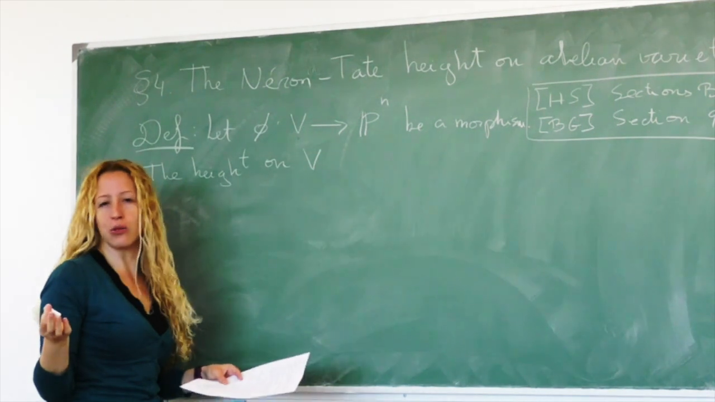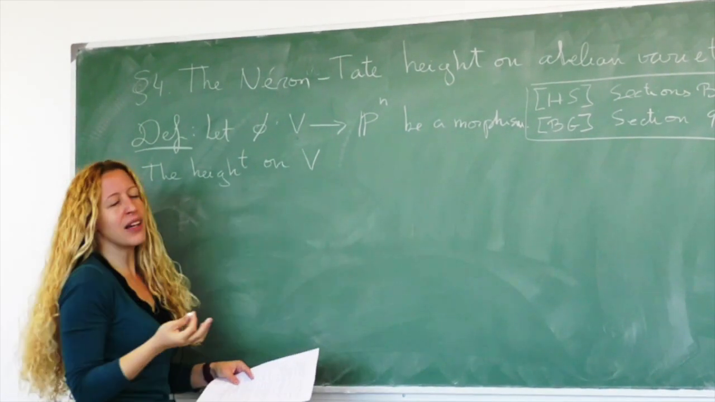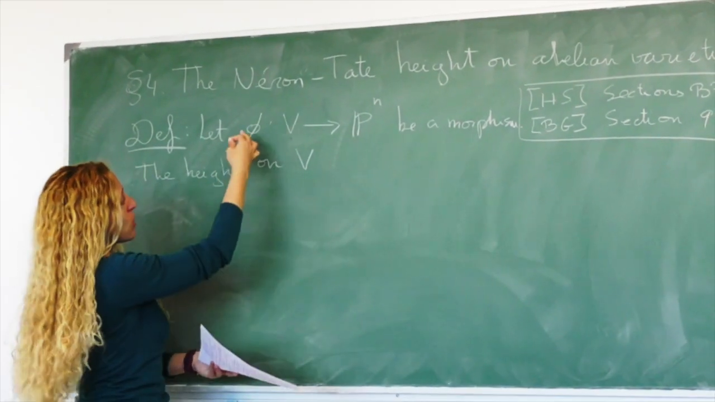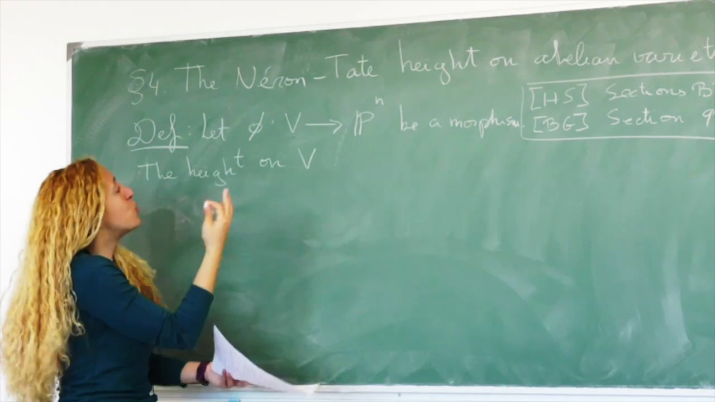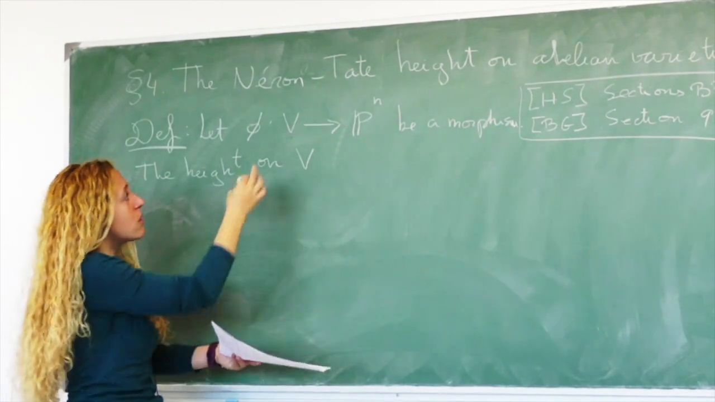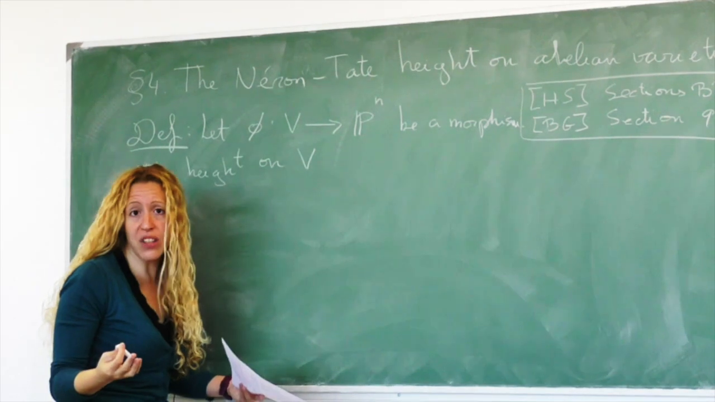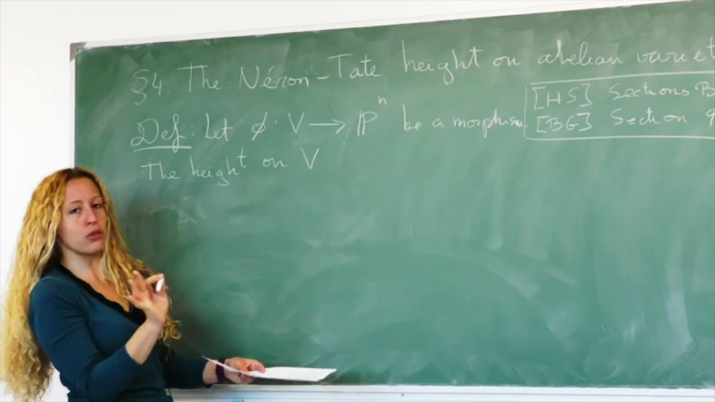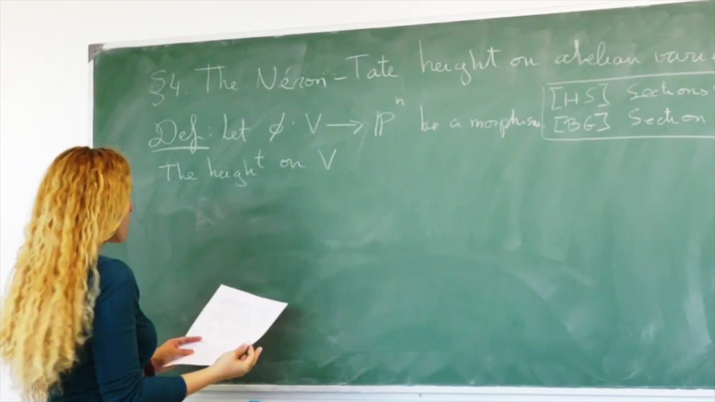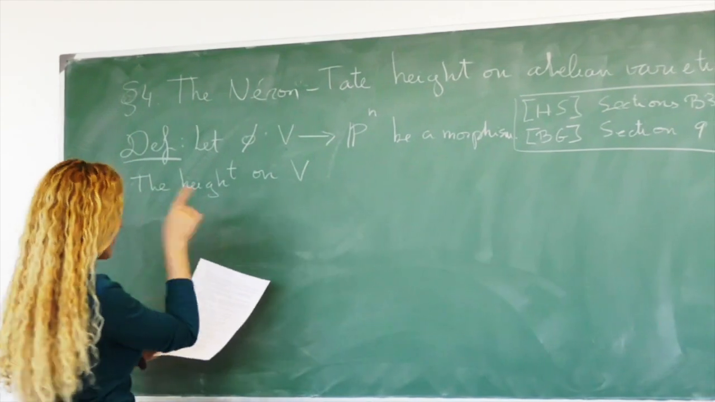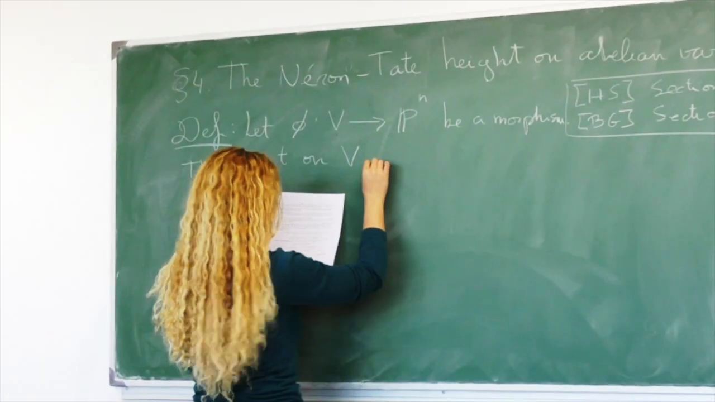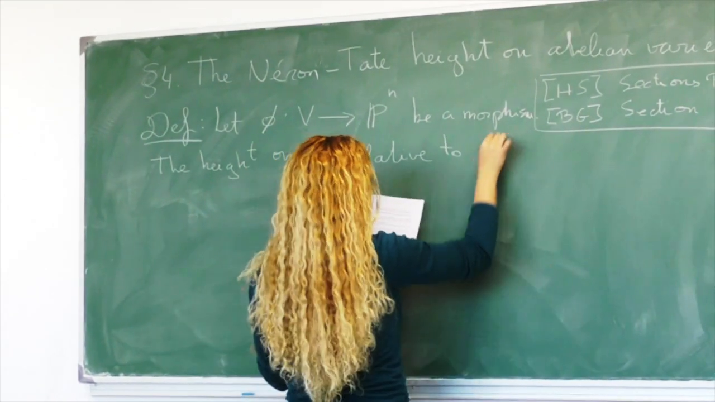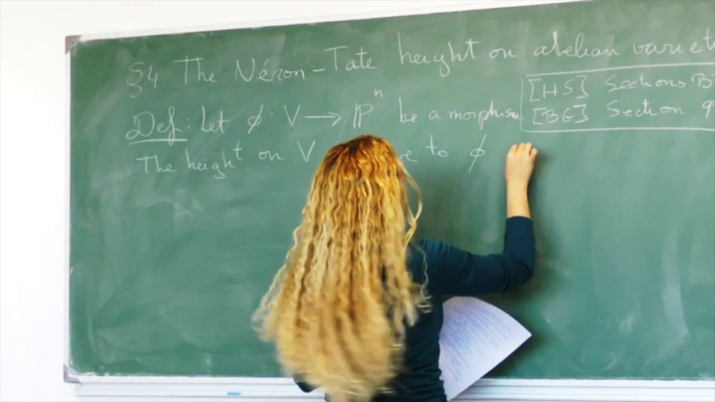But this is kind of natural, right? Basically what you are doing here is choosing coordinates, let's say. You can take any phi, but you can take, for instance, the natural inclusion of the variety into a projective space. This is just done by choosing coordinates of the variety. So this is not difficult to take, given a variety. Okay, so now we are going to define the height on the variety V relative to the morphism phi as follows.